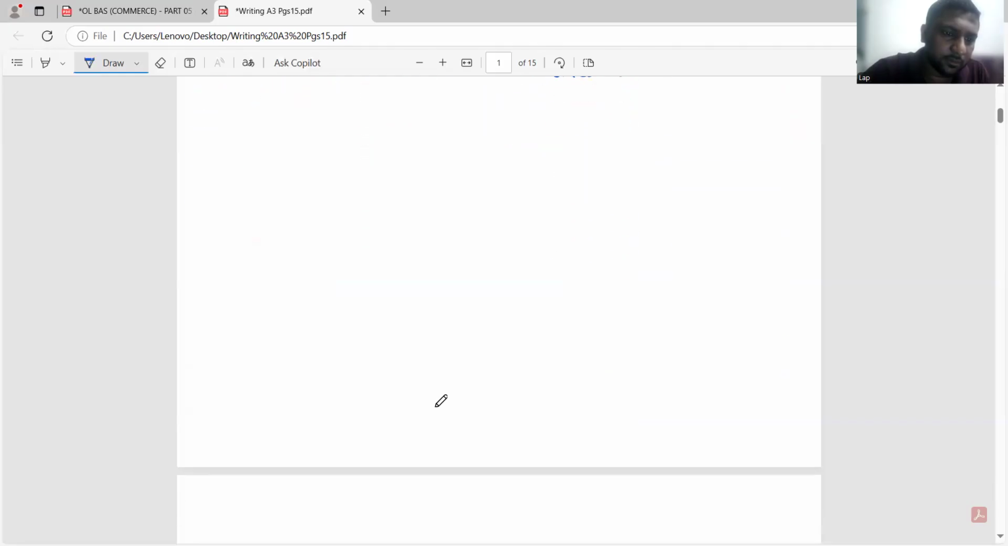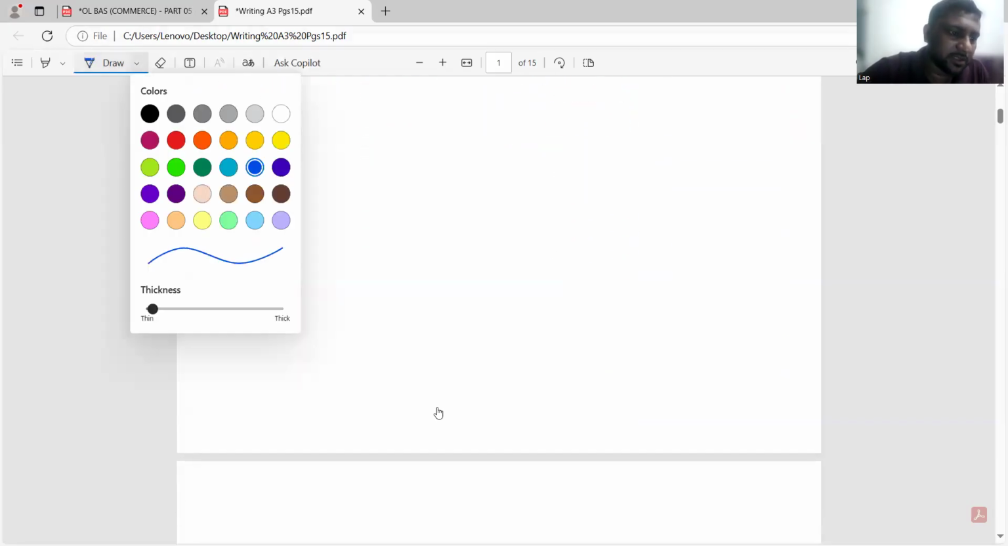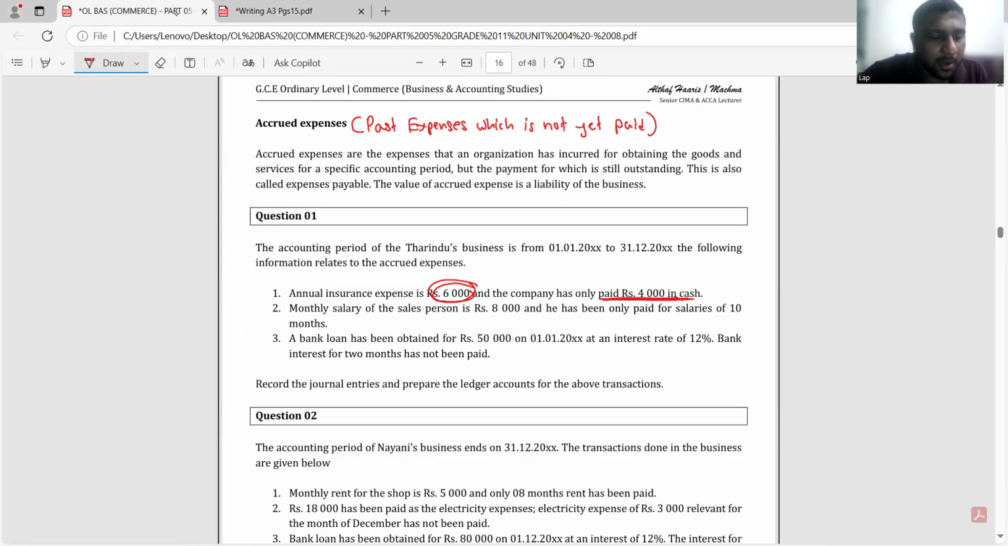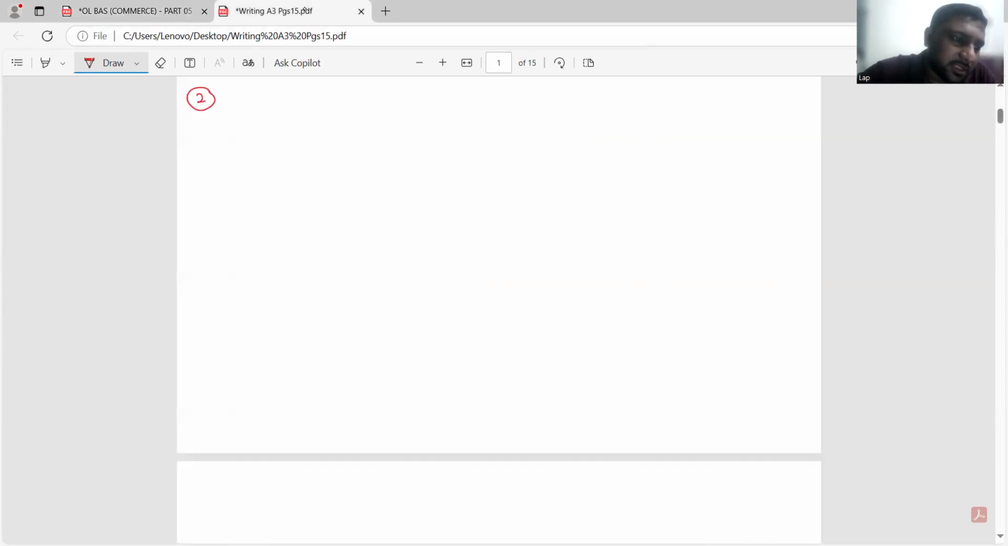Second one. So we have to practice a lot of questions, and only then will you become good in this. Monthly salary 8,000. He has been paid only for 10 months. That means lamai, for a year 12 months are there, no? So salary paid 8,000 into 10 months means lamai only 80,000.